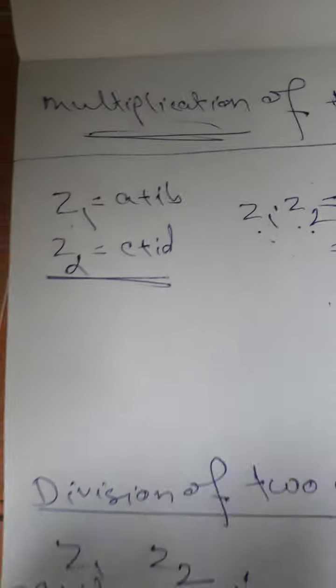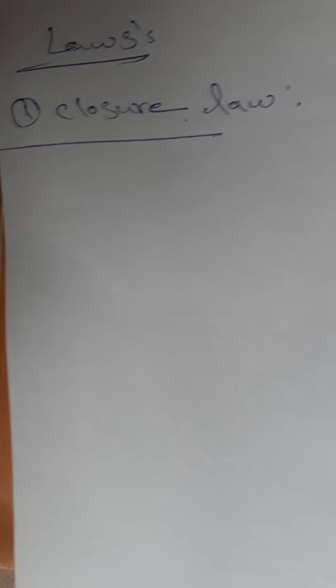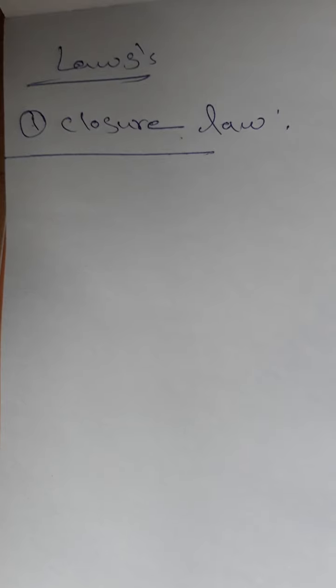Now there are some of the laws which addition of complex numbers and multiplication of complex numbers hold good. They are some of the properties of addition and multiplication of any two complex numbers. The first law is that addition and multiplication obey the closure law. Now what do you mean by this closure law?